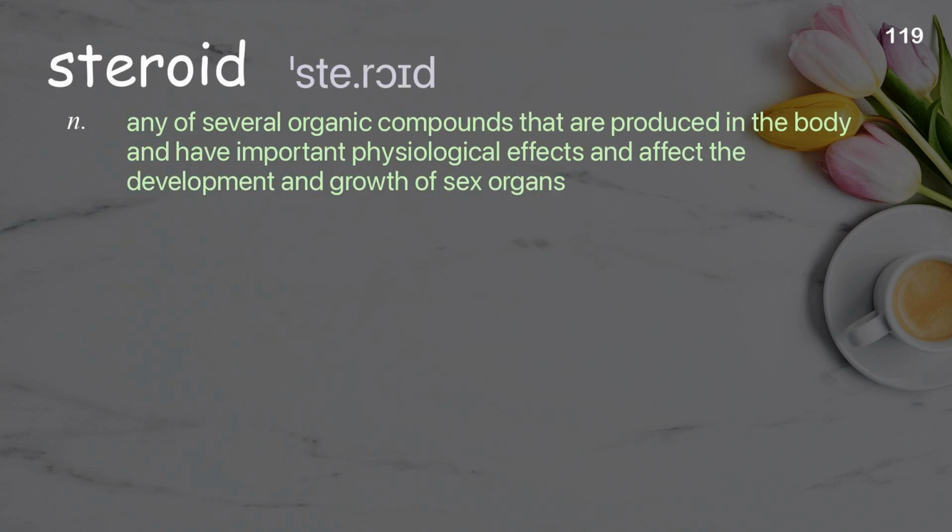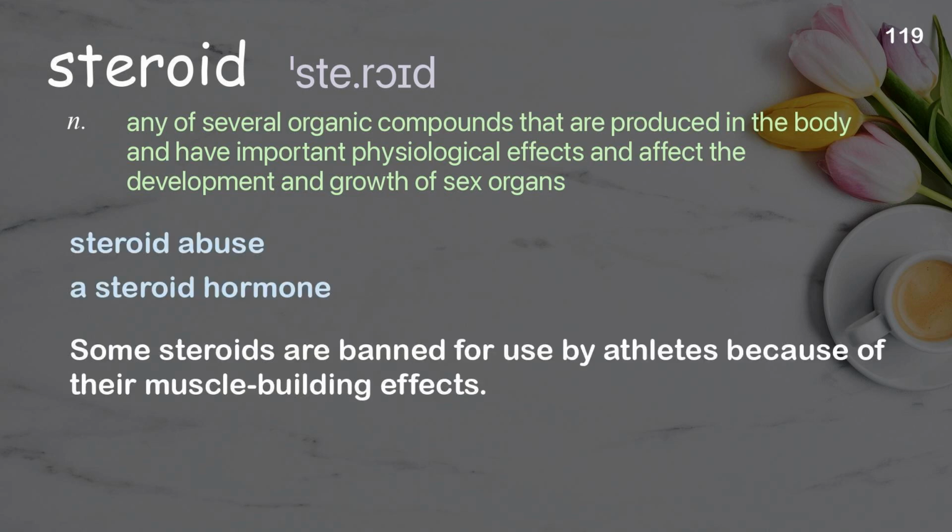Steroid. Any of several organic compounds that are produced in the body and have important physiological effects and affect the development and growth of sex organs. Examples: Steroid abuse. A steroid hormone. Some steroids are banned for use by athletes because of their muscle building effects.